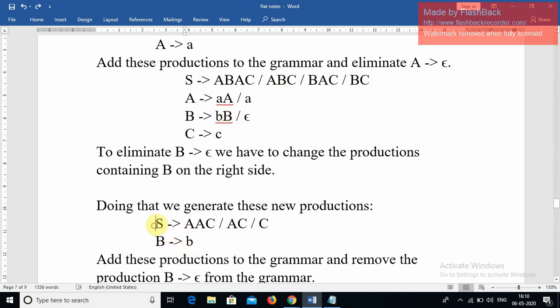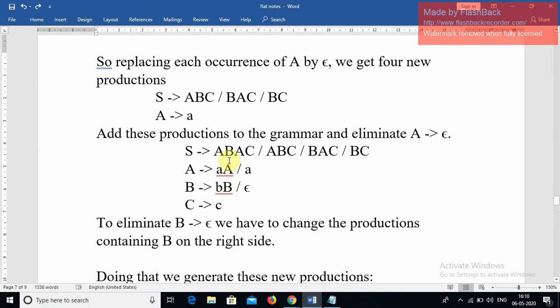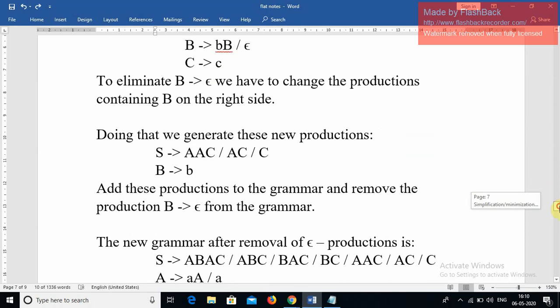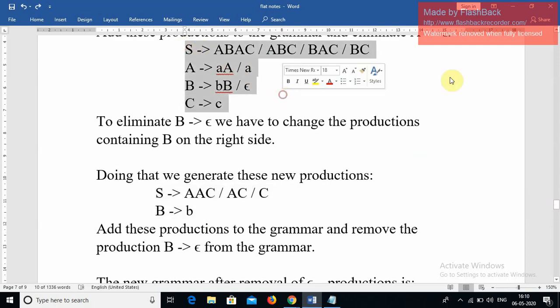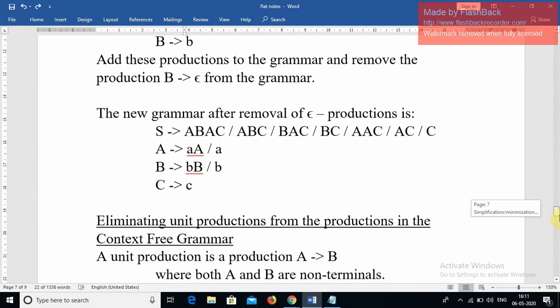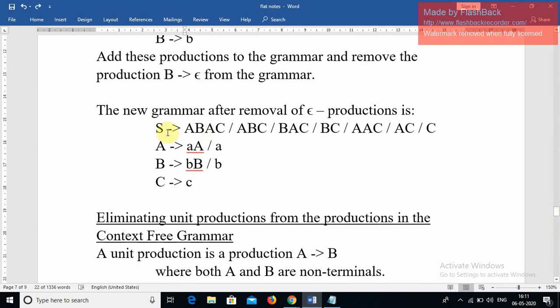Okay, just substituting we are doing, this is the new thing. After elimination of A to epsilon, we have this grammar. This can be added to the initial given grammar. After removing B to epsilon, we have this grammar. This can be added to the previous grammar, this one. So finally what we have after removing both null productions, we have this.